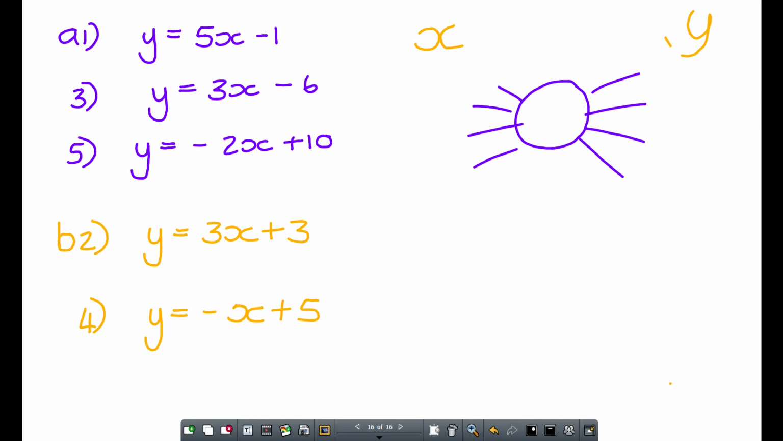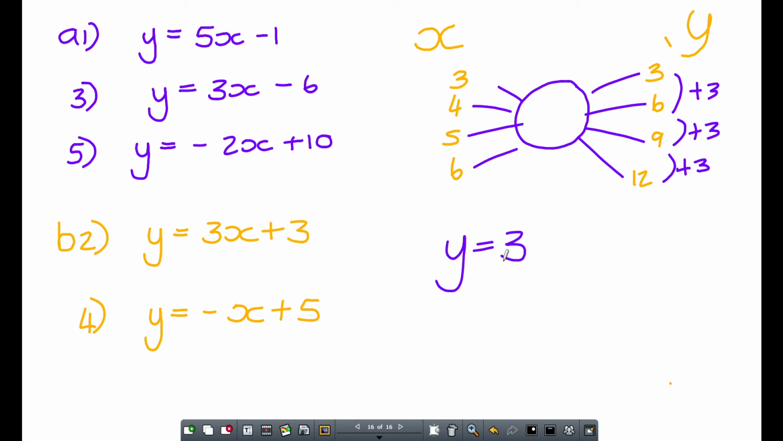Okay, so number 3, the x values were 3, 4, 5, 6. And over here, 3, 6, 9, 12. Okay, so immediately I can see plus 3, plus 3, plus 3. So I know it's going to be y is equal to 3x, and then I don't know what else. So we substitute in this first x value and see how to get that y value.